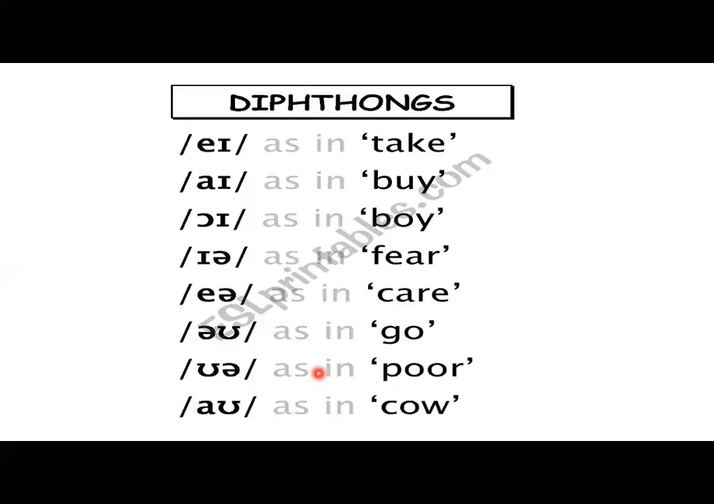Okay, so I'll read it again and listen carefully. A as in take, I as in buy, I as in boy, E as in fear, A as in care, A as in go, U as in poor, and ow as in cow.